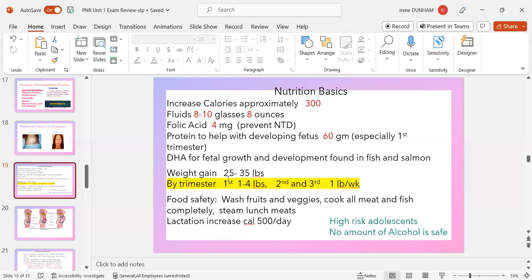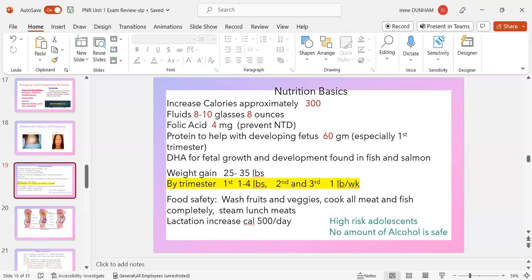And then weight gain. How much weight gain? 25 to 35 pounds total. That's always a good question. And then by trimesters, in the first trimester, you're going to gain about 1 to 4 pounds. The first trimester you have a lot of nausea and vomiting, and usually they don't have big appetites. But the second and third trimester is like 1 pound per week.